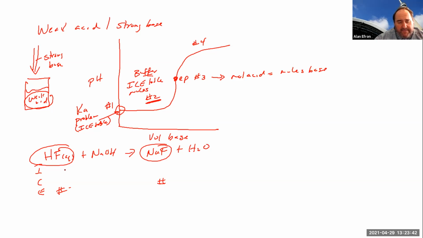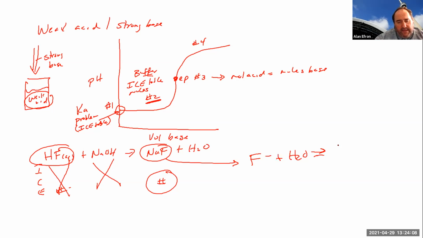And same thing happens here as before. All this is gone, all this is gone. We are left with just a salt as before. The difference, though, is because that salt comes from a weak acid, it will go through hydrolysis, right? And we would expect a hydrolysis reaction to occur. In this particular example, we would get F minus plus some water going to make HF and OH minus.